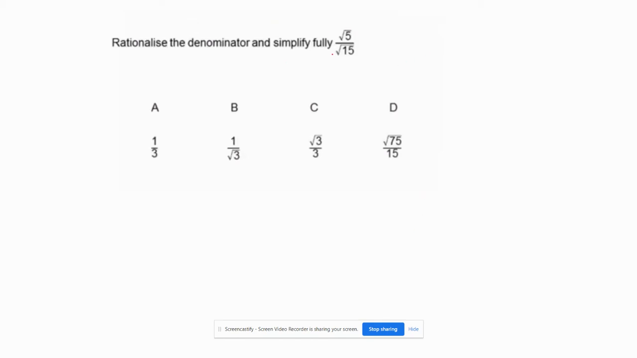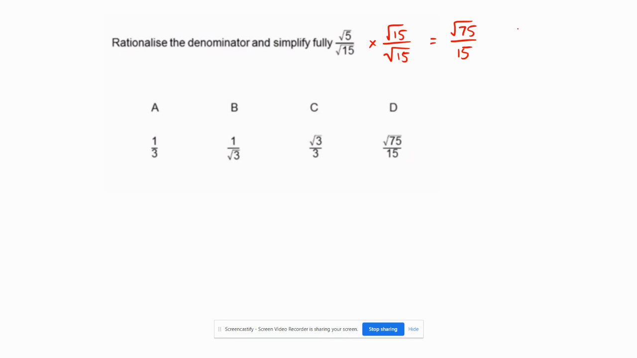Last one, if we want to rationalize again and simplify fully, this is the key word, it's fully simplifying, so spotting when we can finish it. So to rationalize, we multiply top and bottom by the square root that's on the bottom. Multiply them together, that would give us root 75 over 15. Now you can see that that is option D. That was the most common incorrect answer.